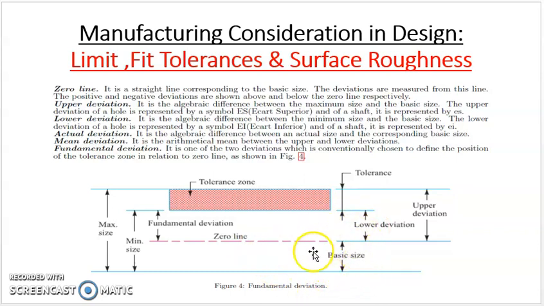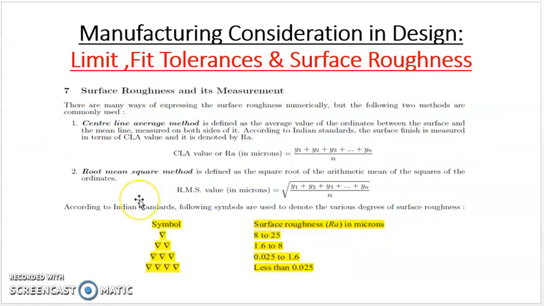So all the deviations are there on the basic size, and from the basic size you can also depict the minimum size and maximum size. Whenever it is asked in a university exam how you can define lower deviation, actual deviation, then you can go with the theoretical version of this. Okay, now next is our surface roughness.